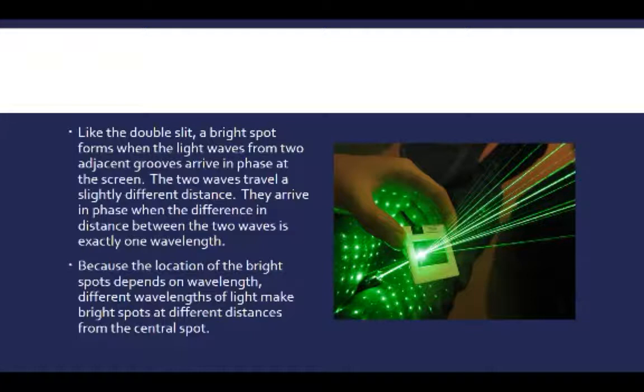Because the location of the bright spots depends on the wavelength, different wavelengths of light are going to make different spots with respect to how they break off from that central spot. Remember, red wavelengths are longer, going through ROY G. BIV until we get to violet, where the wavelengths are shorter.